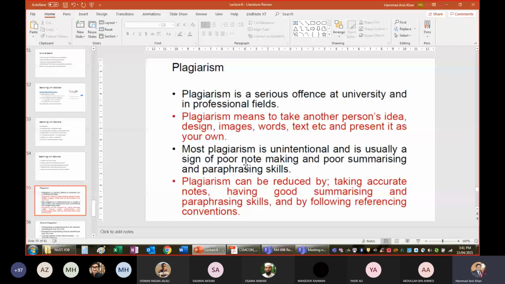So the last part of today's lecture is plagiarism. Plagiarism is actually a very serious offense in the university and in the professional field. What plagiarism means is that a person copies some other work and presents it as their own.